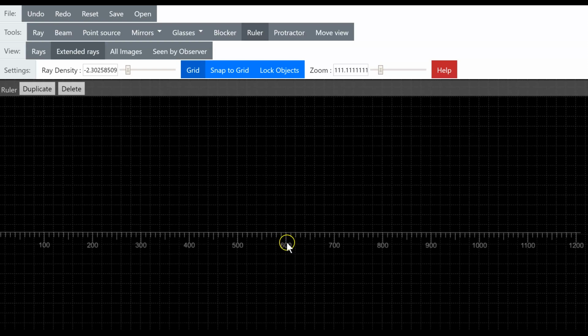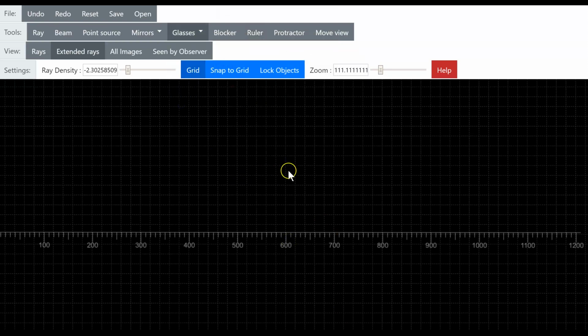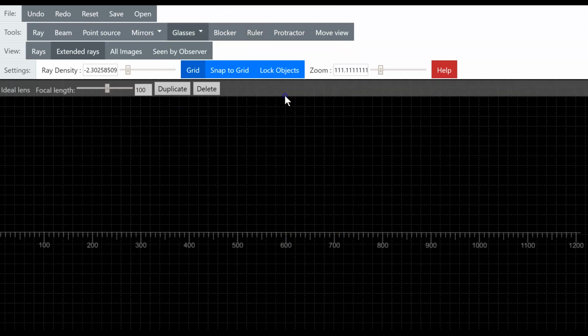Now the next thing that I want to do here is that I want to put in a lens. So if I go to the glasses and I get an ideal lens, I want to take this lens and line it up with the vertical axis of one of the grid marks, and I want to put the tick mark in the middle to line up. Now you can adjust this thing here so that it's vertical, and again that helps with the numbers.